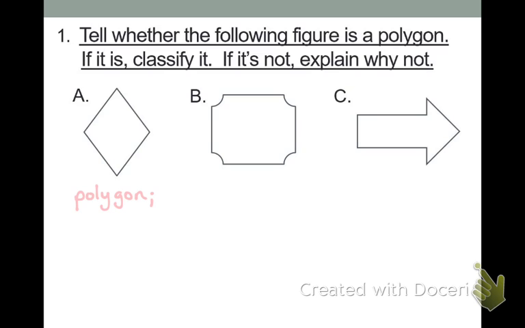What kind is that? It's not a rhombus. Think about it. How many sides does it have? Help me out, guys. How many sides does it have? 4. Look at your notes and tell me, what do we call anything with 4 sides? It is a quadrilateral. Every single polygon that has 4 sides is a quadrilateral.